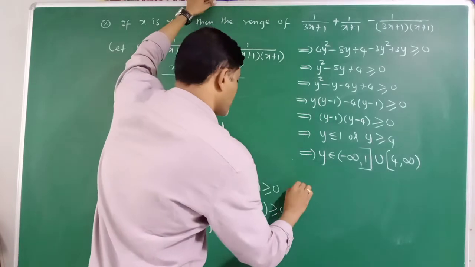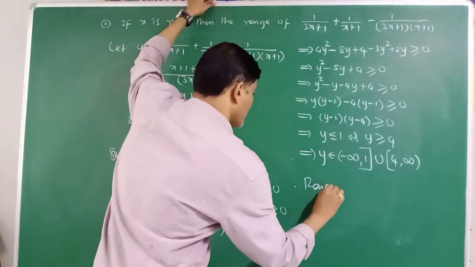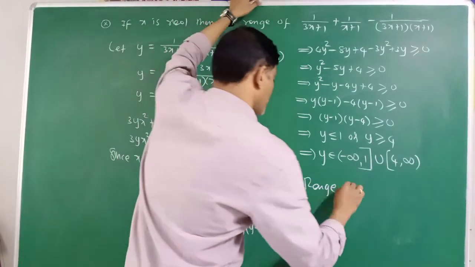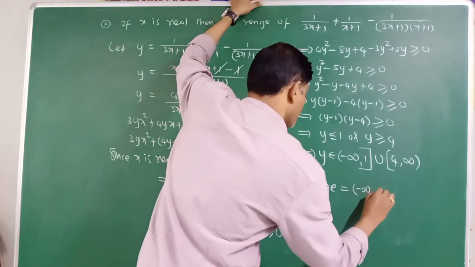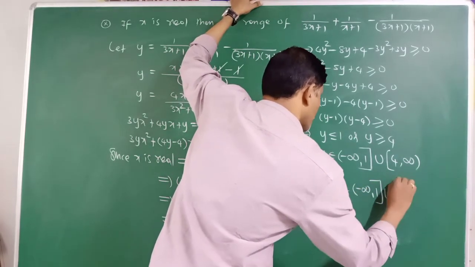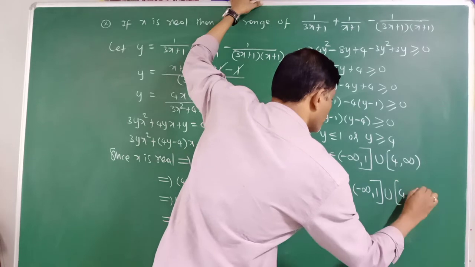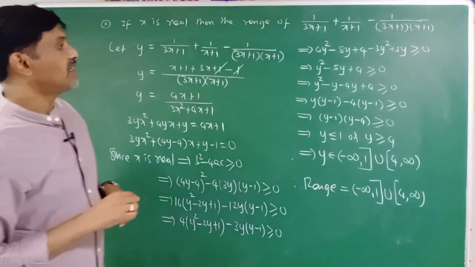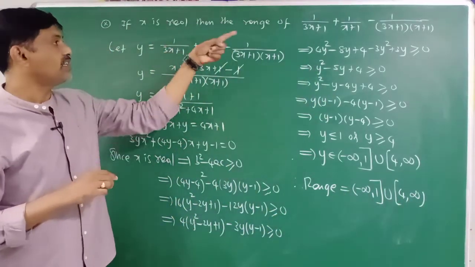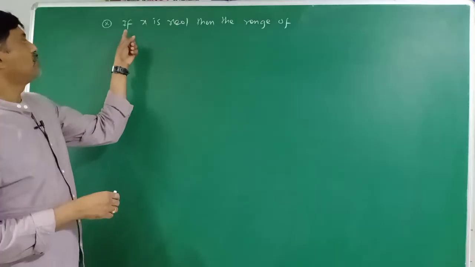Now this is the range of the given expression. Range is equal to minus infinity to 1 union 4 to infinity. Okay? We have to find the range of that expression like this. And so, move on to the next question.